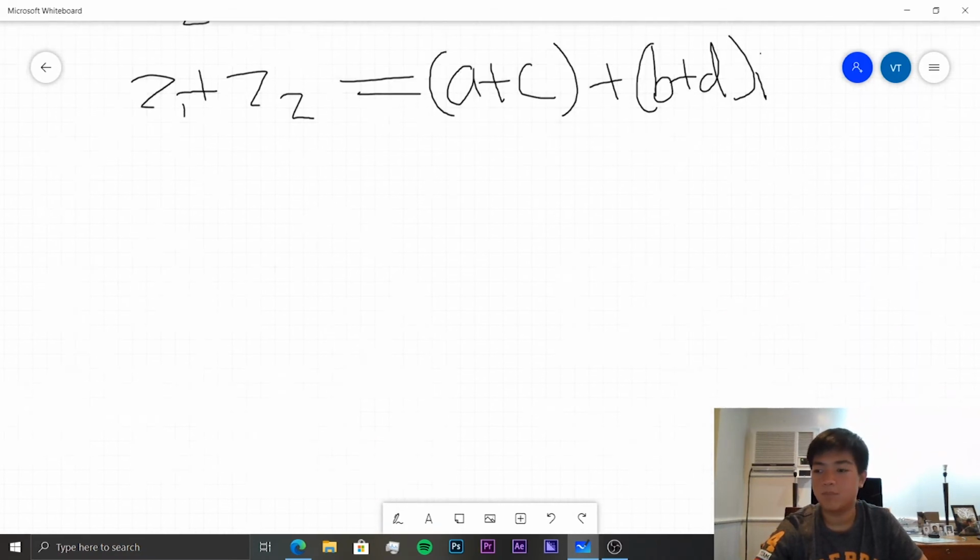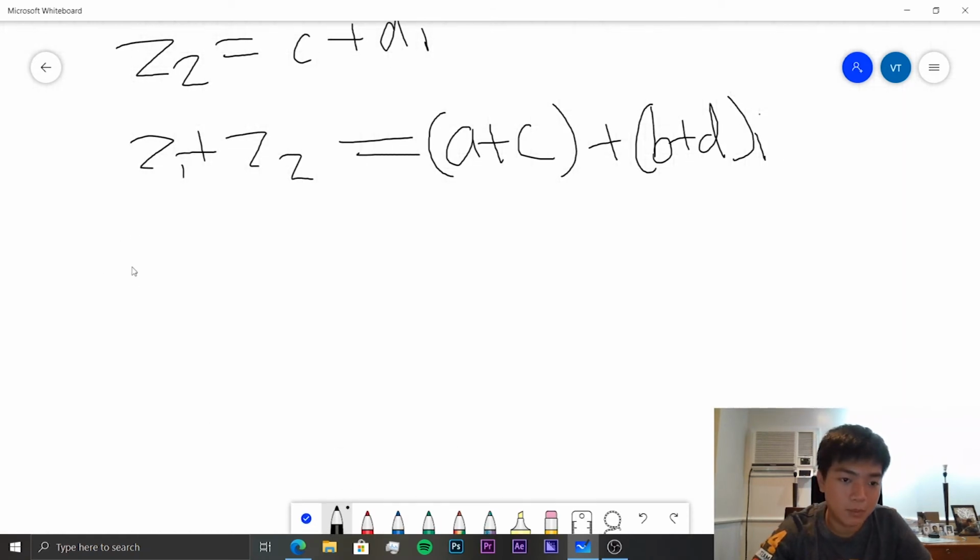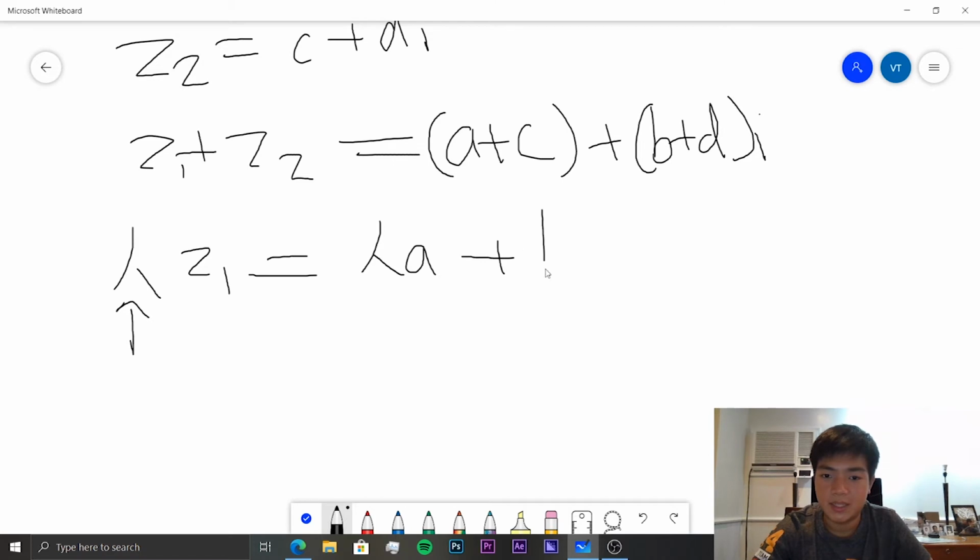So next, we need to go through multiplying complex numbers. Say we are multiplying a complex number by lambda. So this is a real number, and we want to multiply it to a complex number. Well, the new number would be equal to lambda a plus lambda bi. We multiply the real number to each of the real and imaginary parts separately.